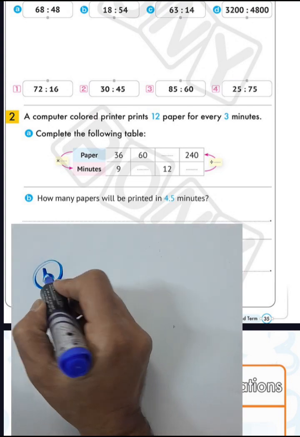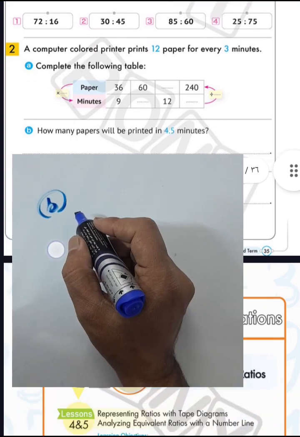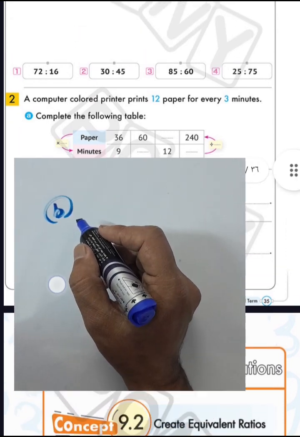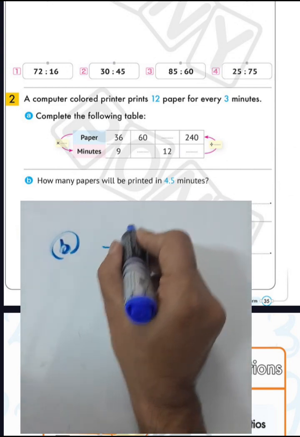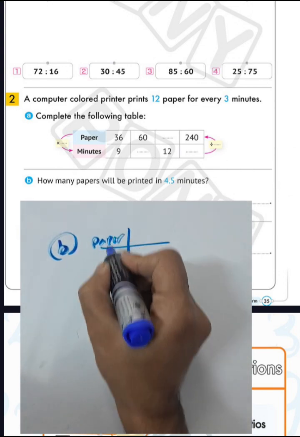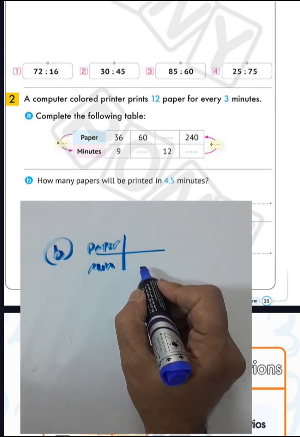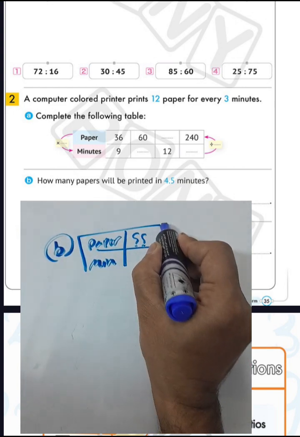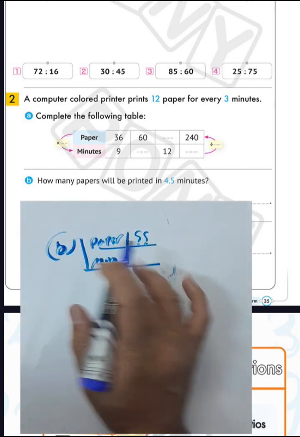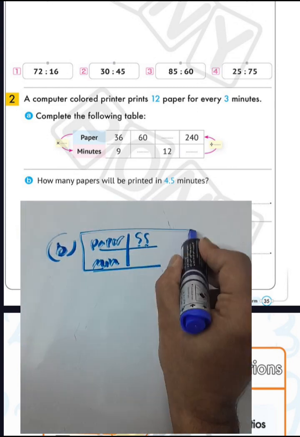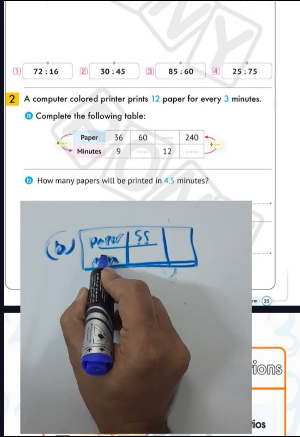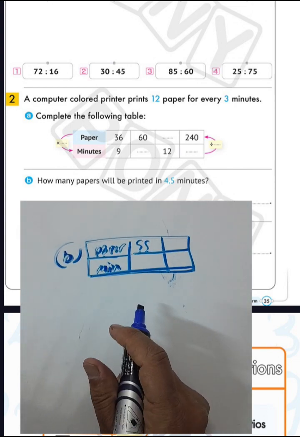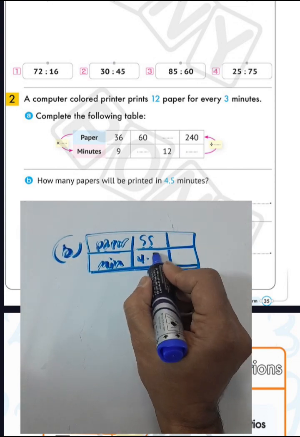Question letter B. How many papers will be printed in 4.5 minutes? About this question from this table. Okay, we can combine the number of papers and how many minutes. He tells us how many papers, we can write here a question mark about paper. Okay, to solve this example, here paper, how many papers, right here question mark, how many papers will be printed in 4.5 minutes.